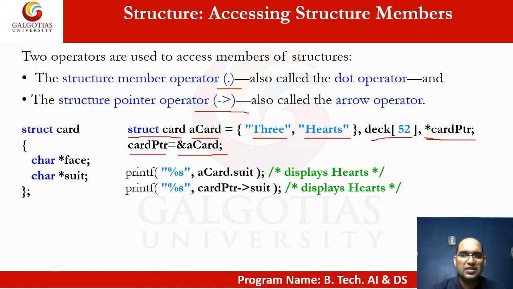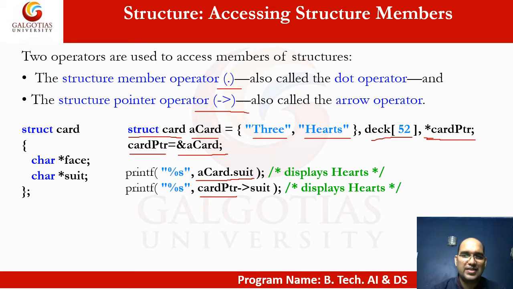The first structure, a card, is a simple type of structure. So if you want to access the value of any member of a card, then you can use the dot operator. For example, if I want to access the value in a card dot face or a card dot suit, I will simply write a card dot suit, right? A card dot suit will return the value hearts, because suit is the second member, so the second value is hearts, right? And if I want to access the value from the card ptr, card ptr is a pointer, but it is pointing to the same structure, that is a card.